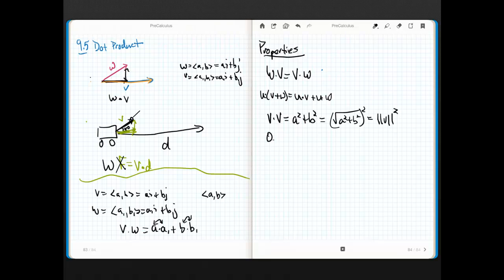Now that's going to be useful for us when we prove something, which is actually a really, really cool theorem. And then last but not least, if I dot 0 with any vector, I always get the 0 vector, which makes sense. Can you see how dot product is really the multiplication analog to vectors, if you would?